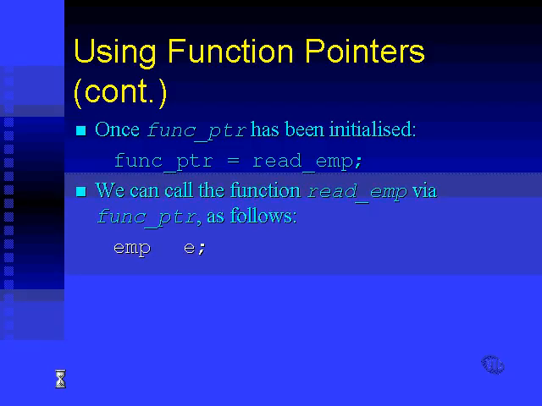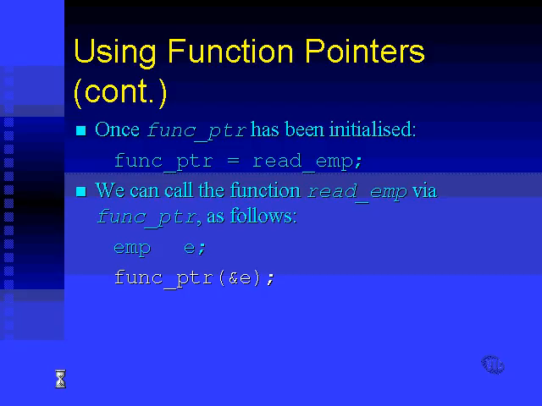Let's say we had an employee structure called E. We could simply call our function pointer as if it was an actual function, and we could pass it a parameter, which in this case would be the address of the employee. In other words, we could treat function pointer as if it were really reademp. In other words, we've made an alias for reademp called function pointer. So that's how you use a function pointer. Now, I expect that a lot of that is very, very confusing for you. It certainly was confusing to me the first time I saw it.